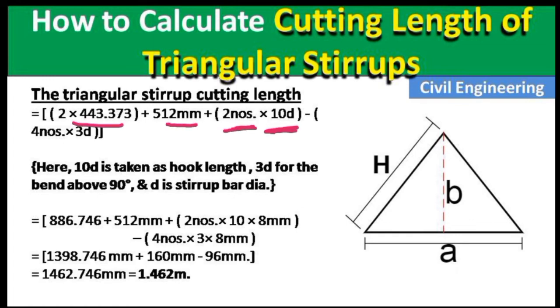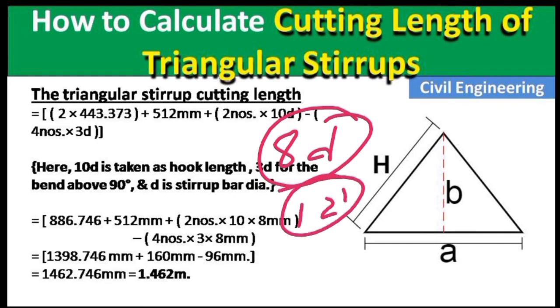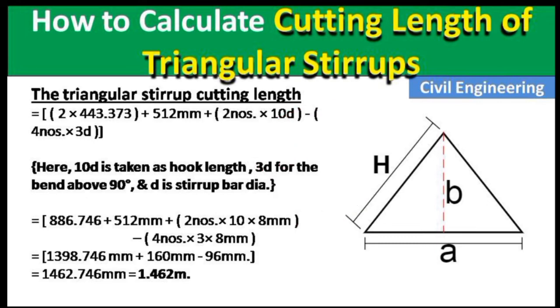Guys, here I have taken 10D as a hook length. You can take 8D, you can take 12D, so it depends on the diameter of the stirrups. I have already made a video on how much the bend length should be for different diameters of steel rod in a bar bending schedule. If you have not watched this video about complete bar bending schedule, then I will put the link in the description, you can watch.